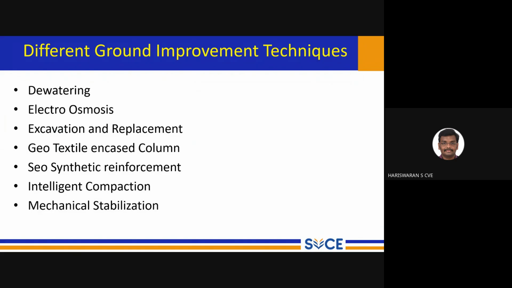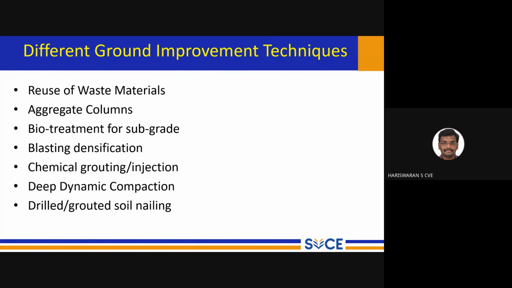There are different ground improvement techniques. The first is called dewatering. If you are removing the water, automatically the soil particles have good contact. Then the electro-osmosis method, which is also removal of water. Then excavation and replacement, geotextile enhanced column. This is a typo: it is geo, not SEO. Geosynthetic reinforcement, intelligent compaction, mechanical stabilization, reuse of waste material. By incorporating these things inside the soil, we can improve it.